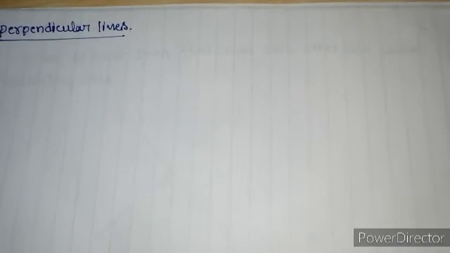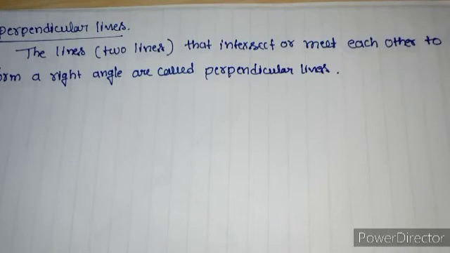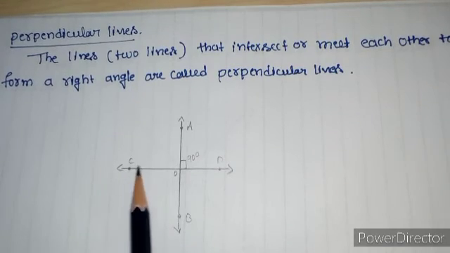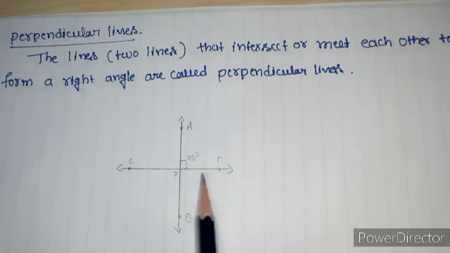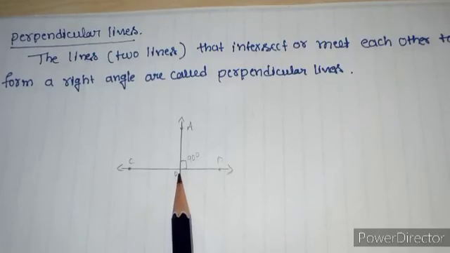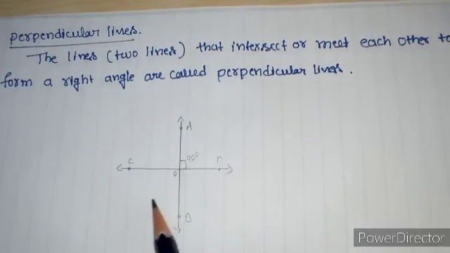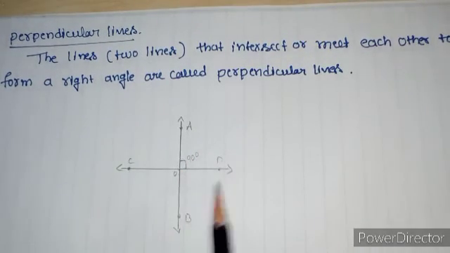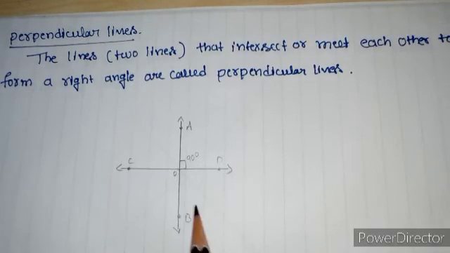Students, next we are going to know perpendicular lines. Two lines that intersect or meet each other to form a right angle are called perpendicular lines. Students, all of you see here, AB and CD lines intersect at point O to form four right angles. This is one right angle, this is one right angle, this is one right angle, this is one right angle. So totally four right angles.